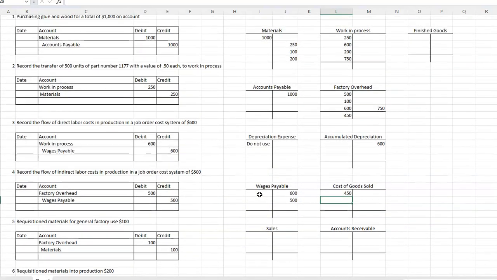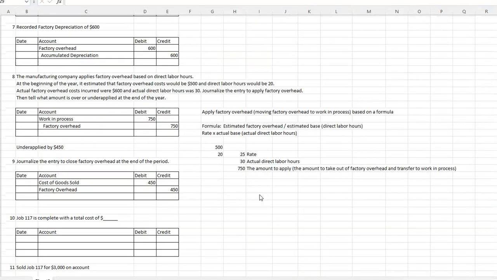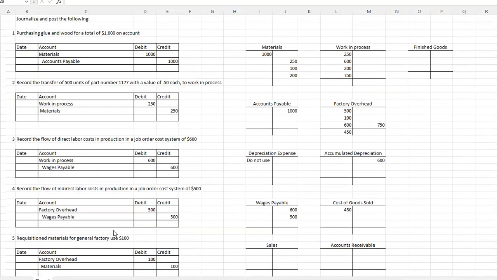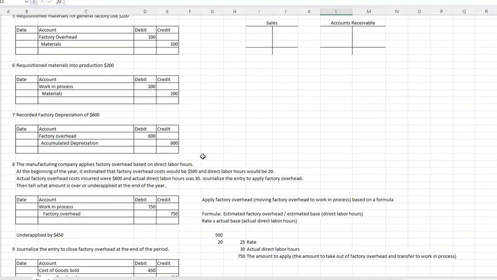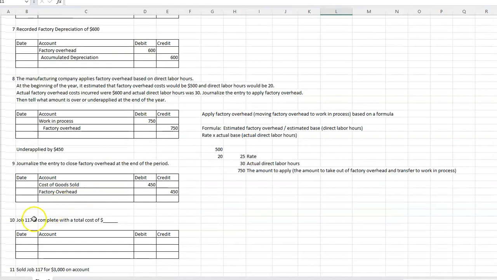All right. So now going to finish our product. So we have completed job number 117, and we're going to assume that all this was 117. So let's just see how much is in work in process right now. We have 250 plus 600 plus 200 plus 750. So right now we have $1,800 in work in process. So that is how much job 117 costs. So it costs us $1,800. So I'm going to say that it has a cost of $1,800.